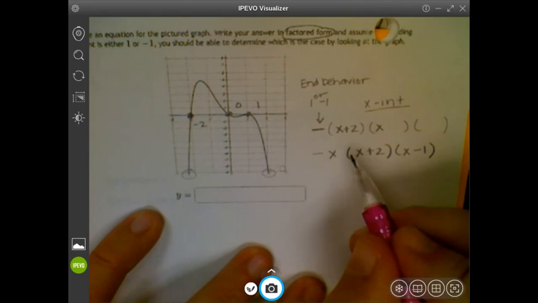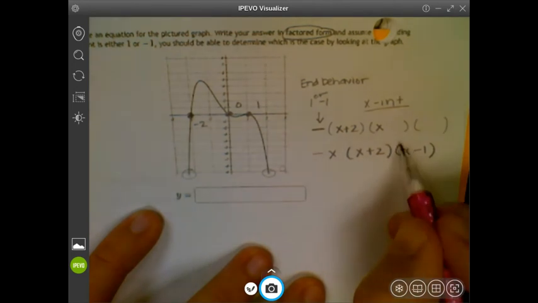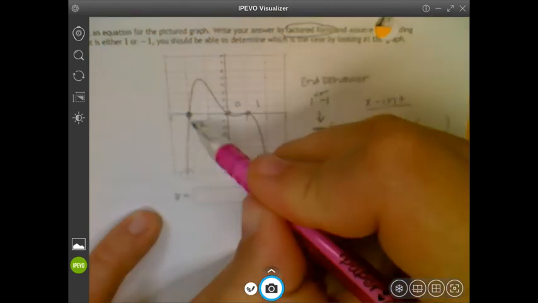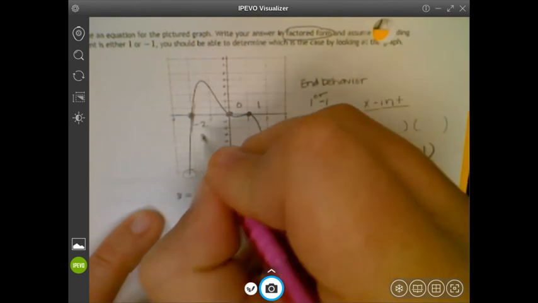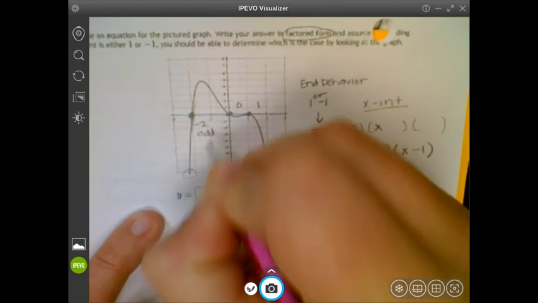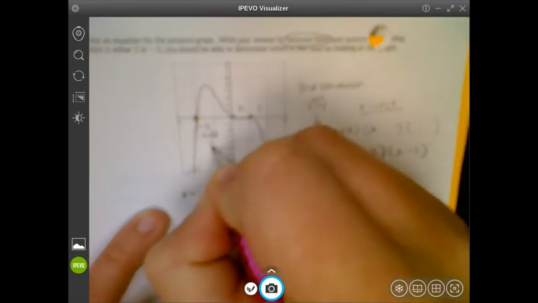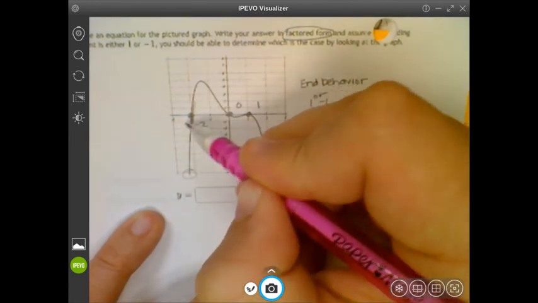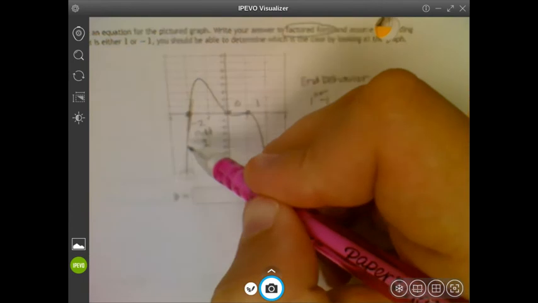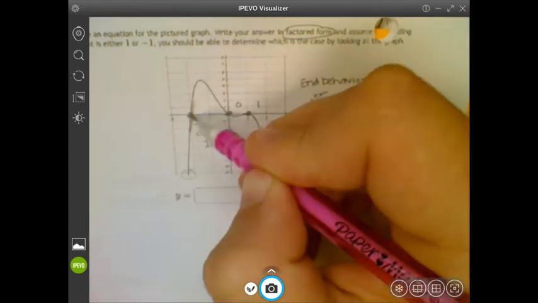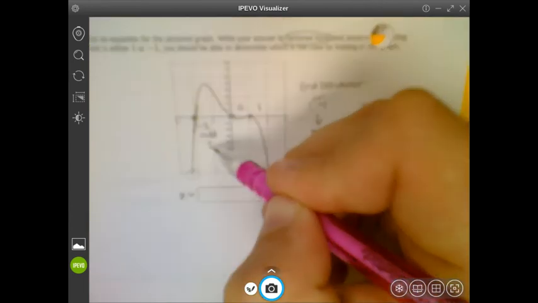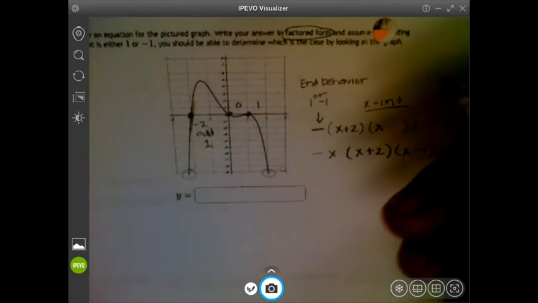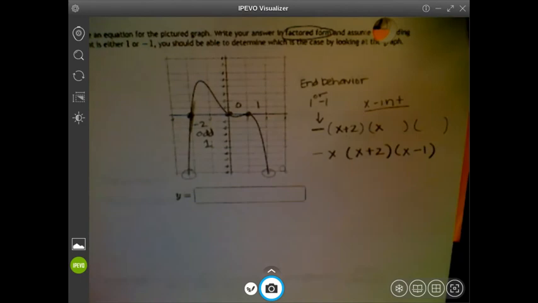And then last but not least, you do have to put multiplicities on these. Because it crosses through here, this is an odd multiplicity, and you can just go ahead and put it as a 1. See how it just goes straight through? There's no funny business. It's not curving or anything as it goes through. So because it just crosses through, multiplicity of 1. So you don't have to add the power there. You can just leave it because it would have multiplicity of 1.